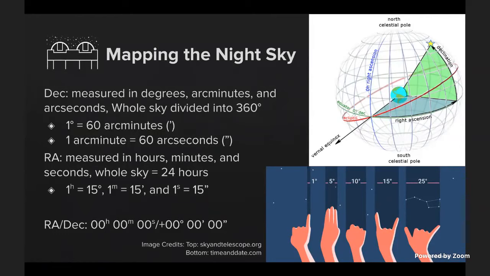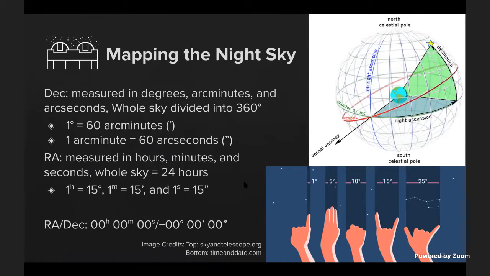The entire sky is divided into 360 degrees, with each degree containing 60 arc minutes and each arc minute containing 60 arc seconds. Declination of an object is noted as degrees, arc minutes, and arc seconds away from the celestial equator, with locations north of the equator noted with a plus and locations south of the equator noted with a minus. The image on the bottom is a handy guide to measuring degrees in the sky.